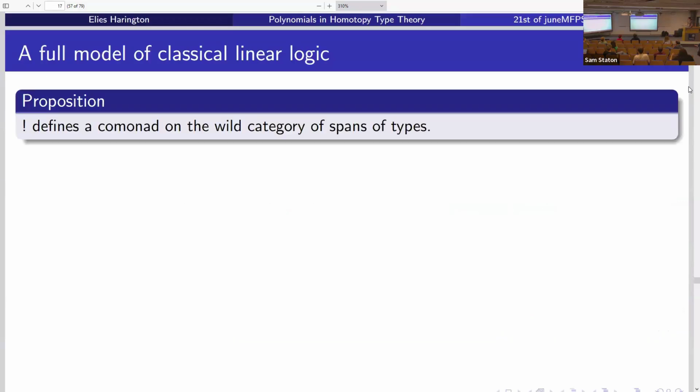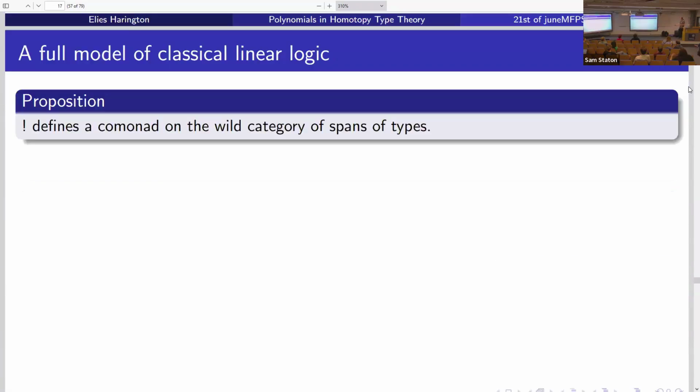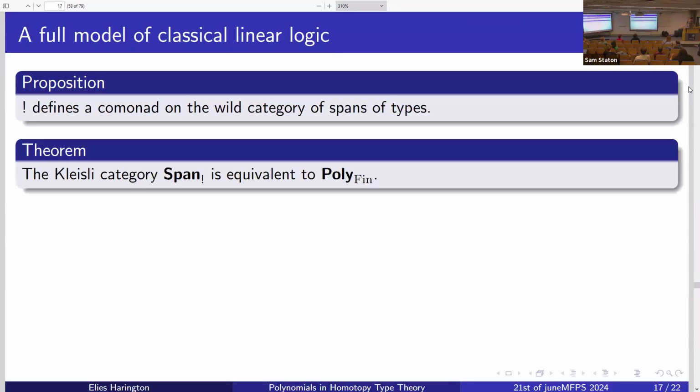But now let's talk about our actual results. So I talked about the fact that we can define this bang, and this bang is an endofunctor on the category of spans, and actually it has a comonad structure. With respect to this comonad structure, the Kleisli category for this comonad is equivalent to the category of finitary polynomial functors. This is basically the equivalence that I wrote before.